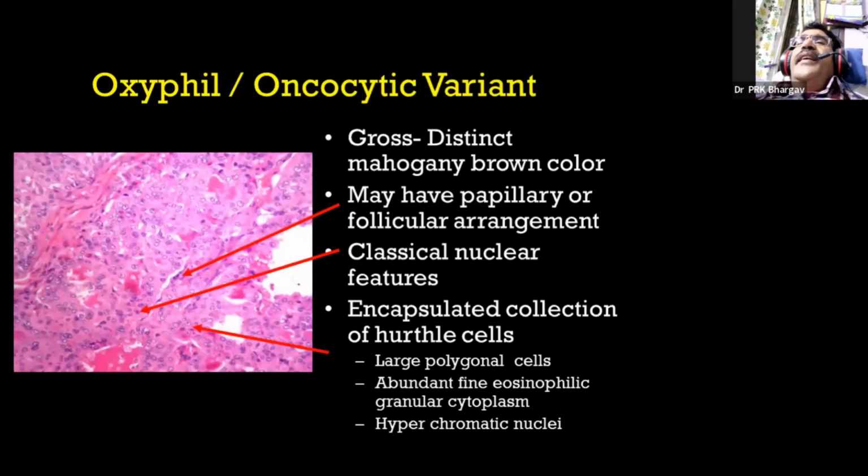Now the oxyphilic variant. Now we are going to the rarer variants in the better prognosis group. It has classical nuclear features, and may be partially papillary and partially follicular in nature, with an encapsulated collection of Hurthle cells, large polygonal cells with fine eosinophilic granular cytoplasm and hyperchromatic nuclei. So this is the salient feature. Next.